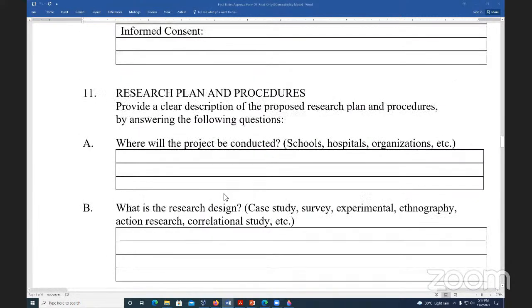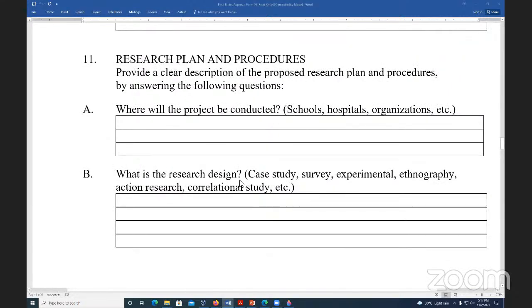Good. So, I mean, this is just plain. If it's at a school, what school? Is it JC? Is it KC? Is it St. Andrew High School? Is it Campion? Is it Papine High School? Where is it being done? People say they're going to do something in computer organizations and they don't name one organization. We have no idea. So this is specific.